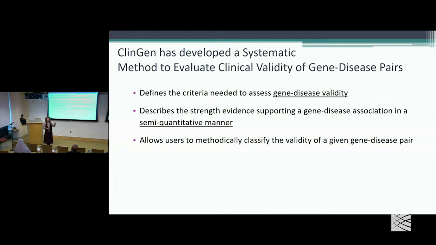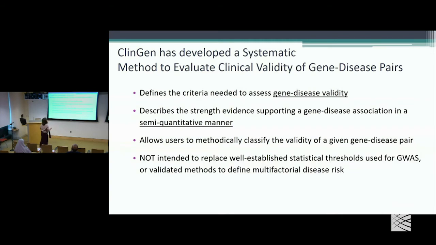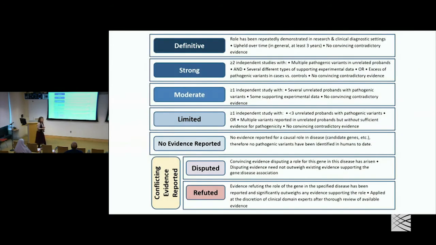And now keep in mind, genes are often implicated in multiple diseases, and so you have to assess each one. VCL for dilated cardiomyopathy. Maybe there's another claim that comes out that says it's a hypertrophic cardiomyopathy gene. Separately evaluate that evidence, and so on and so forth. It is not intended to replace well-established statistical thresholds used for GWAS or other validated methods for multifactorial disease risk. It is mostly targeting Mendelian diseases where we have insufficient quantitative approaches. Feel free to ask me questions, by the way, along the way.